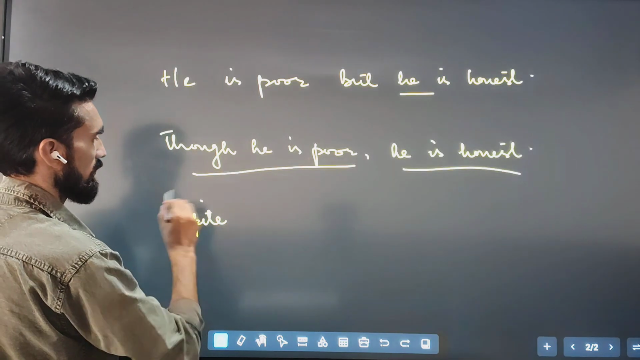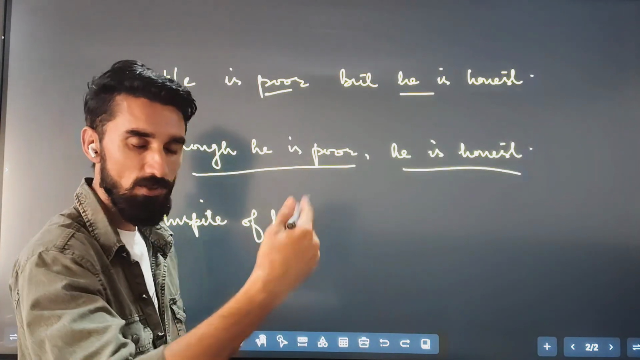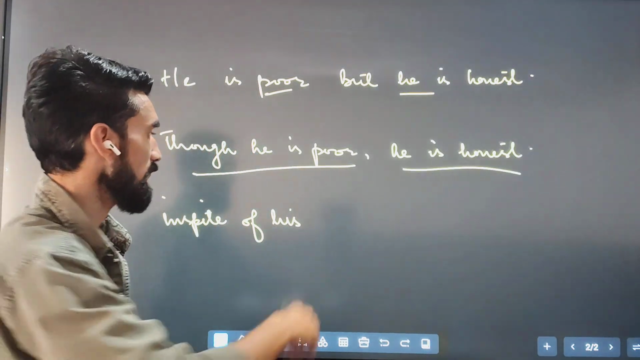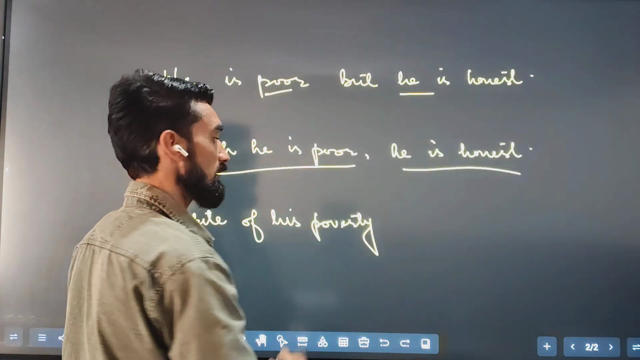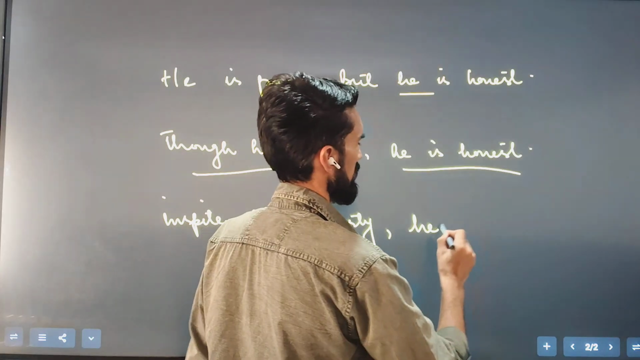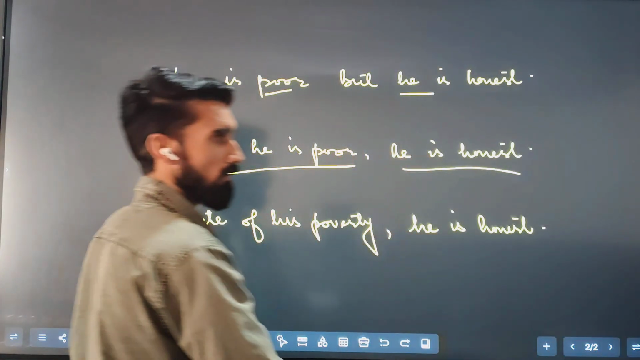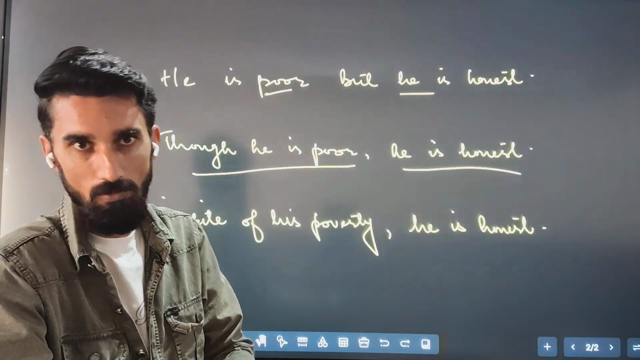Again, in spite of his, the form will be changed into another part of speech, and that will be a noun here. So it is poverty. In spite of his poverty, and put a comma there, he is honest. Or you can write it as despite being poor also.